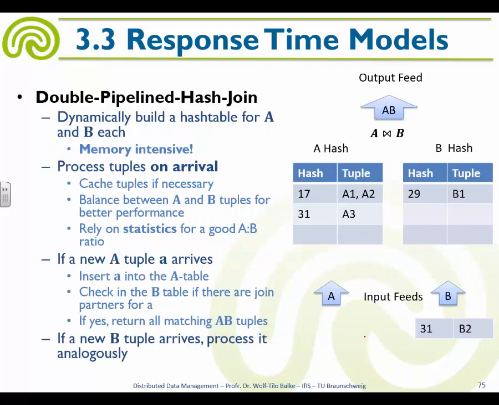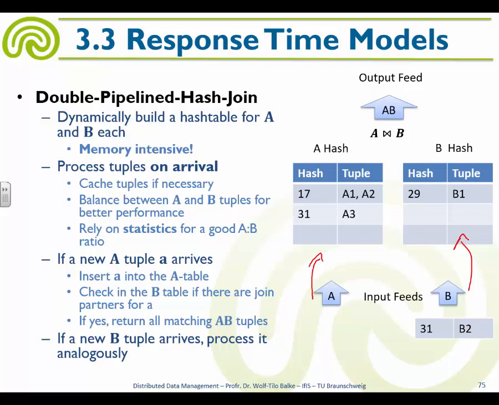Good. If we do that on both sides, we can do a double pipelined hash join. So we build a hash table for A and B, kind of memory intensive, but still. And whenever one of the tuples from either side arrives, we look it up on the other side, produce the output, or throw it away if it does not have a partner on the other side, right? So both are producing, and we will just look up what happens on the other side.